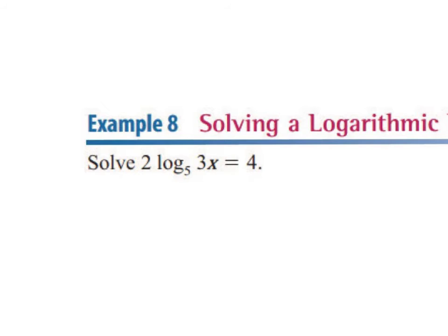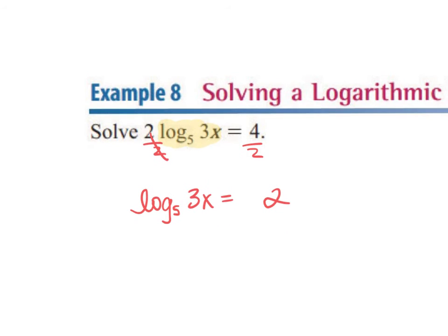Okay. What am I going to highlight here, guys? Log base 5 of 3x. This whole thing is my function. So what do I do first? Divide by 2. Perfect. So I now have log base 5 of 3x equals 2. All right, my function is by itself. Well, shoot. What is the opposite of logs? Exponentials. And if I want my log base 5 to cancel out with an exponential, what does the big base need to be? 5. So I'm going to write a big base of 5 and then put everything in the exponent.